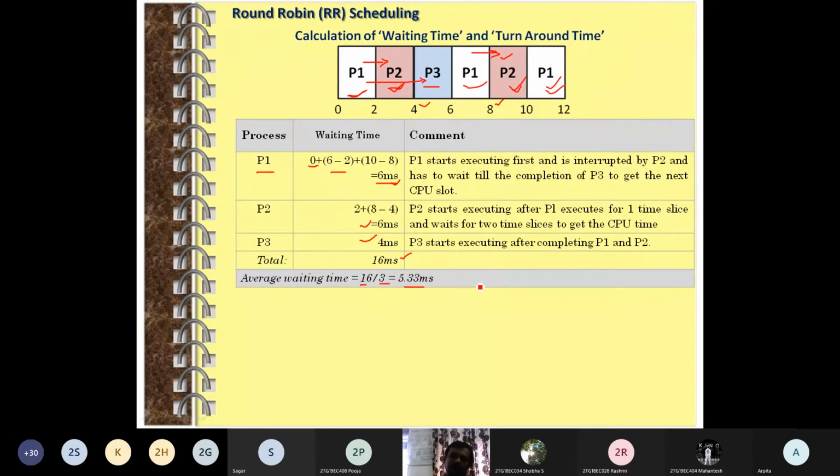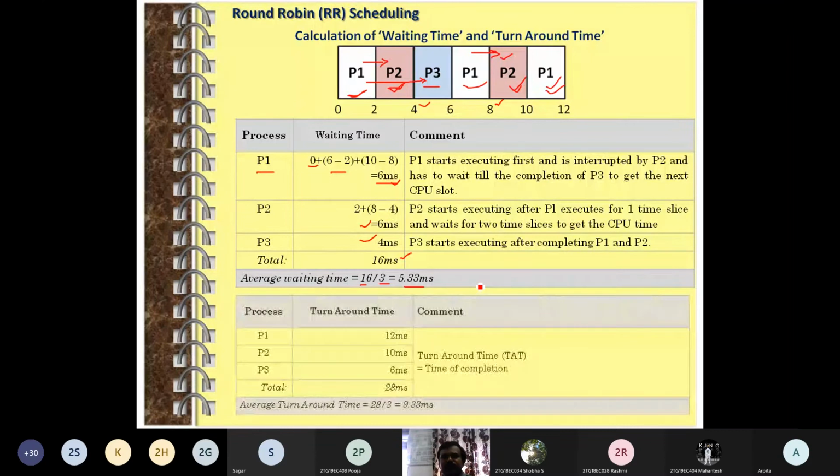Then if we go for completion time, each process is going to complete. You can look at this diagram. Turnaround time, TAT, is the time when the process is completed. P1 is completed at the 12th millisecond. Even though it is first in the queue, according to this technique it is going to end at 12 milliseconds, even though it began at the 0th millisecond.